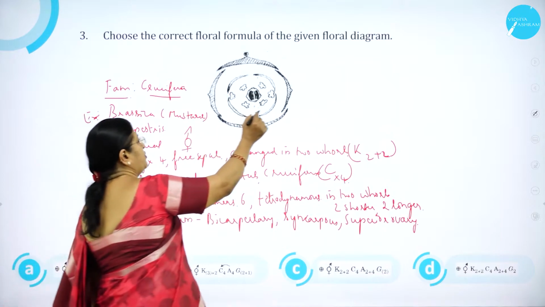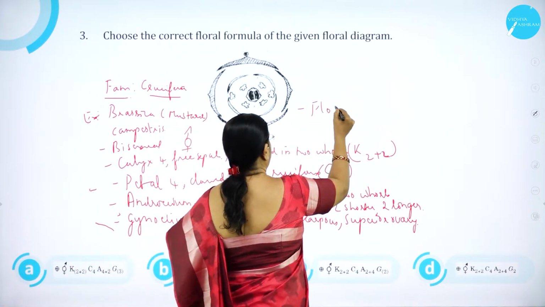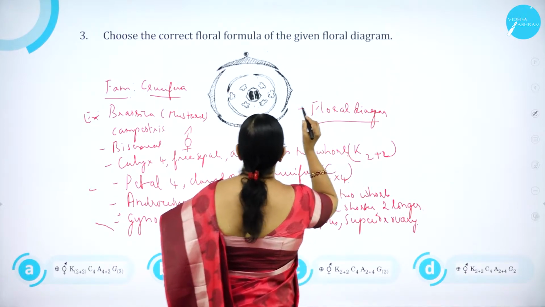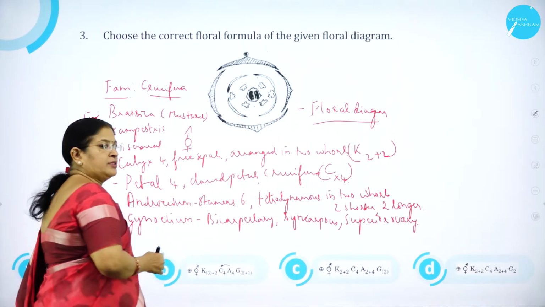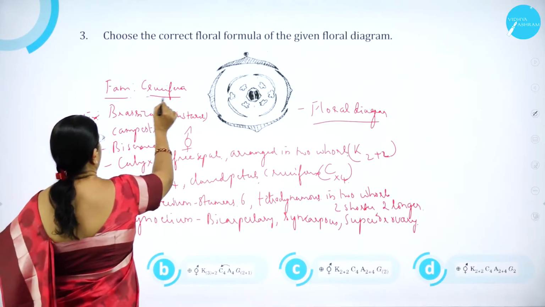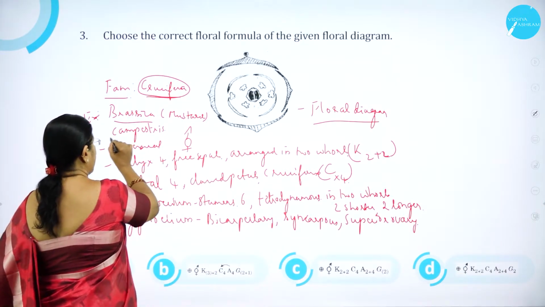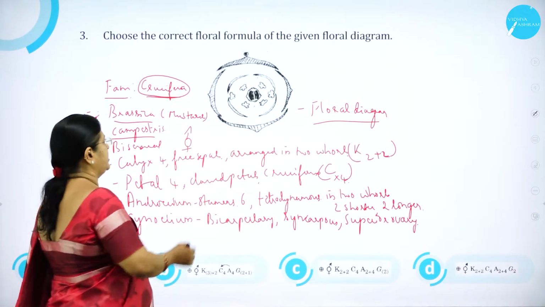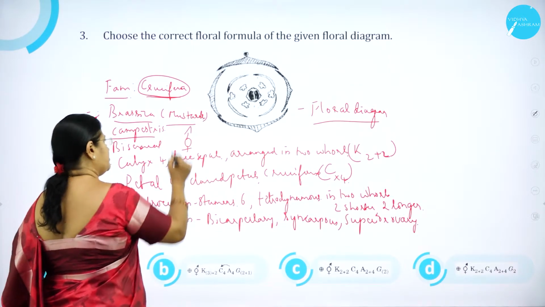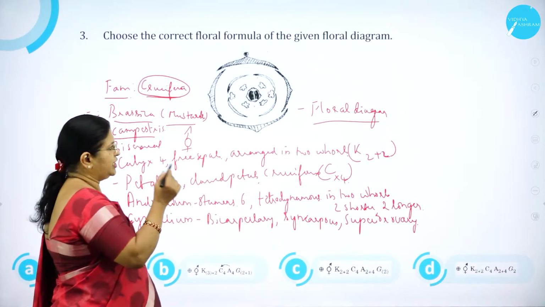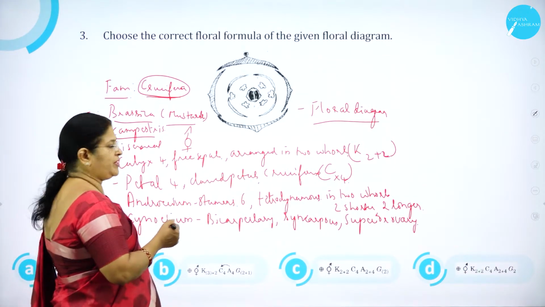Hope you can see this floral diagram. When you see this floral diagram, it belongs to a family called Cruciferae. The example for Cruciferae is Brassica campestris, that is mustard. Common name is mustard. So when you see the floral diagram, the floral formula will start like this.